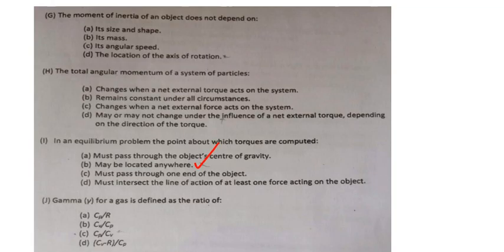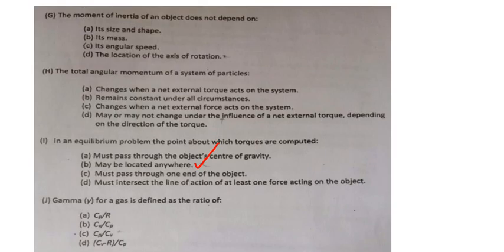So what you should understand is that the pivot in an equilibrium problem, especially when you're dealing with these turning points, which is the torque, can be located anywhere. You can choose any point as a pivot in torque calculation. That is very important.